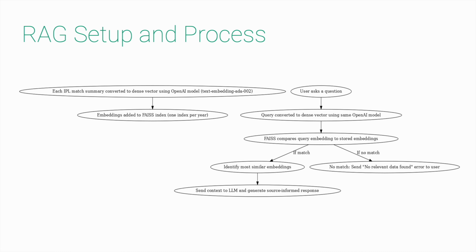And on the query side of things, when a question is asked, the query is again converted into a vector using the same OpenAI model. And then FAISS compares the query with the data that we have stored. And if there is a match, it identifies the most similar embeddings and passes this information along with the query to the LLM to get a response. Otherwise, you just say, hey, you know what? We couldn't find any data, so we're not going to move forward.